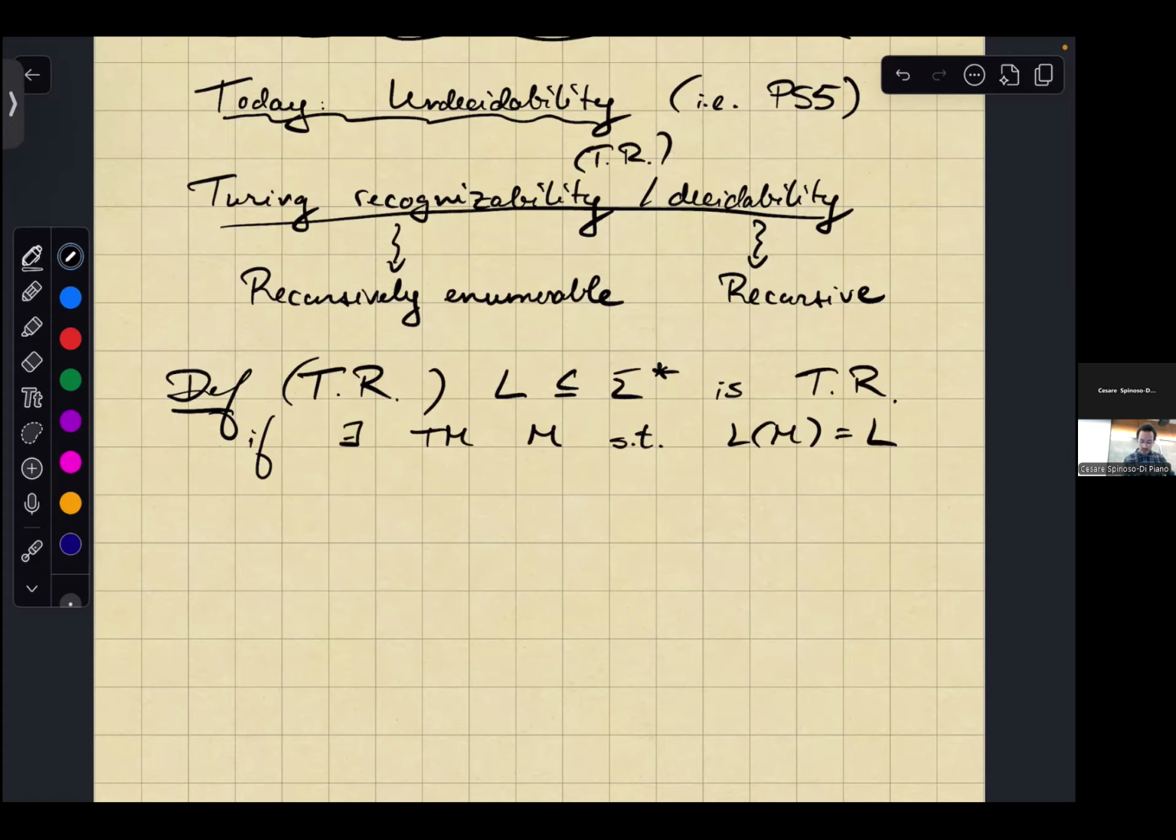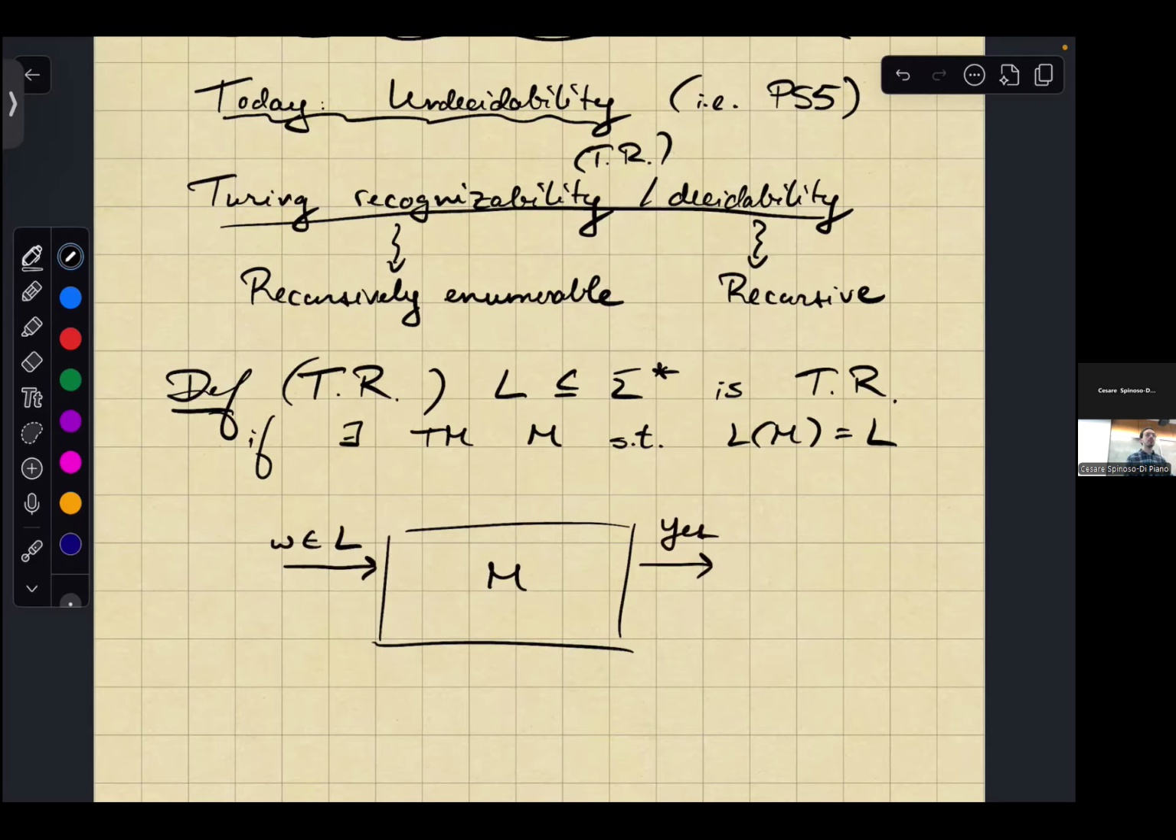So the idea is that L is Turing recognizable if I can build a Turing machine M which recognizes every element that belongs to the language and only elements that belong to the language. Essentially, that means that I can build a Turing machine M where if I have a string W in L, then the Turing machine will always tell you, yes, this string is in L. So it will always accept these strings.